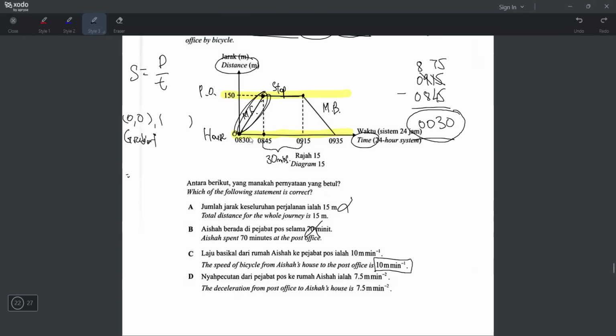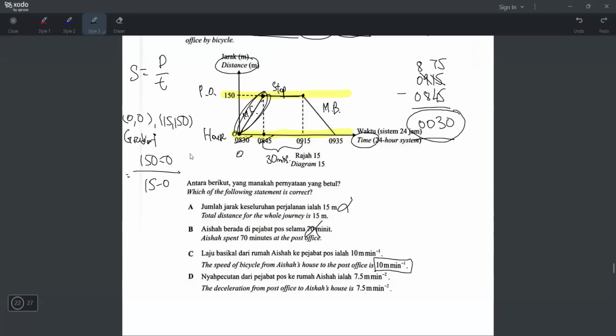You have to minus with 8:30 because 8:30 is 0. So 8:45 will be what? 8:45 minus 30, which gives you how many minutes? 15 minutes, right? So it will be 15, 150. But you have to be careful here. When you do gradient, it's y minus y over x minus x. So 150 minus 0 over 15 minus 0, right?